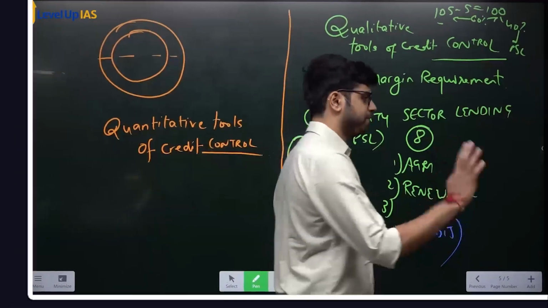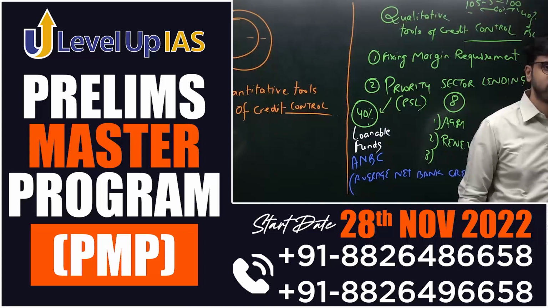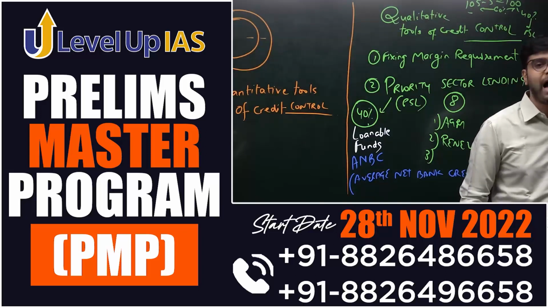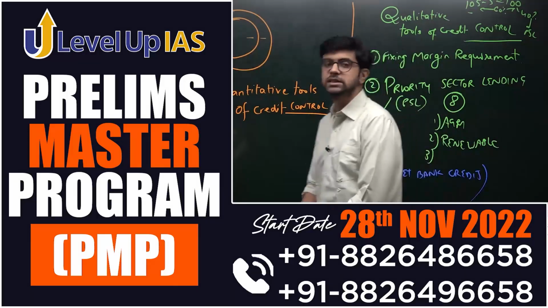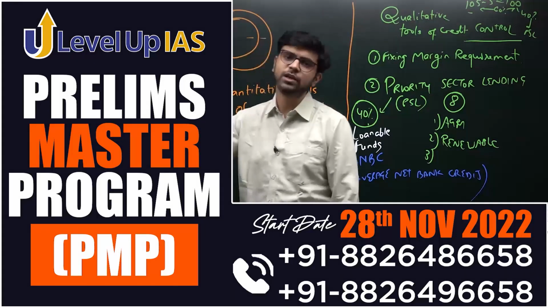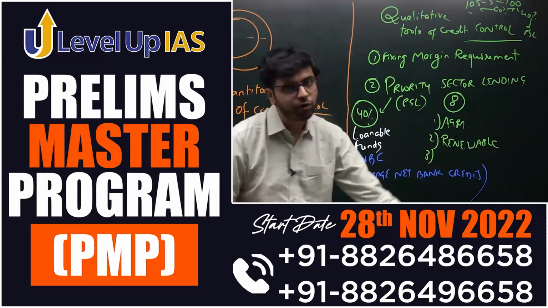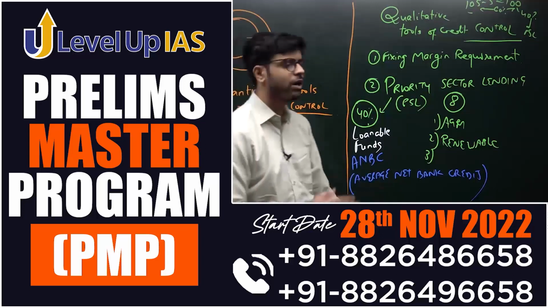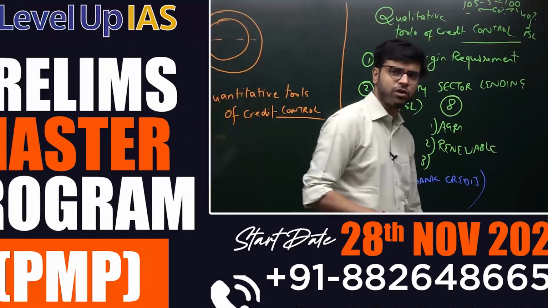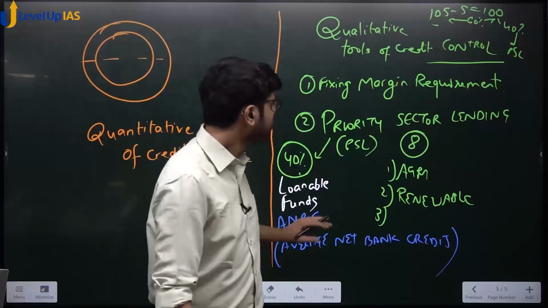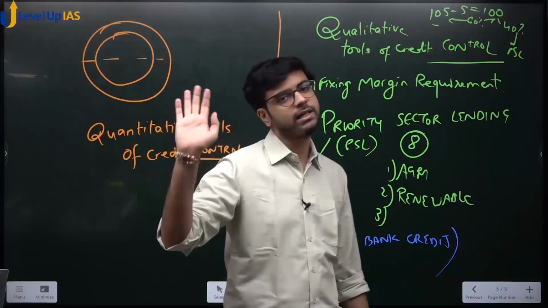Is this understood? 40% of what? Average net bank credit. What is average net bank credit? The amount remaining after CRR, SLR, reserve requirements, everything. You keep aside some funds for your own use. Average of the net funds which you have for lending out after deducting all your reserve requirements and personal requirements of the bank. Its 40% should go to priority sectors and the rest can go to other sectors.